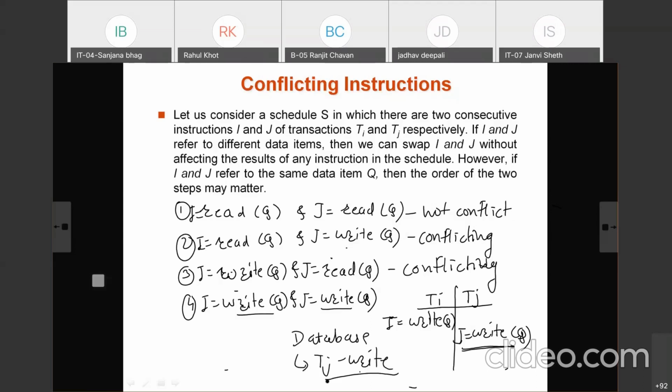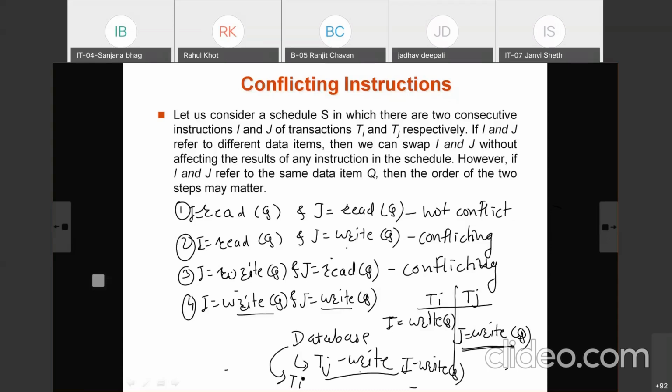which is written by transaction Tj. If I execute in the opposite way, first J and then I, what happens? Which value is stored in the database? The value which is written by transaction Ti.